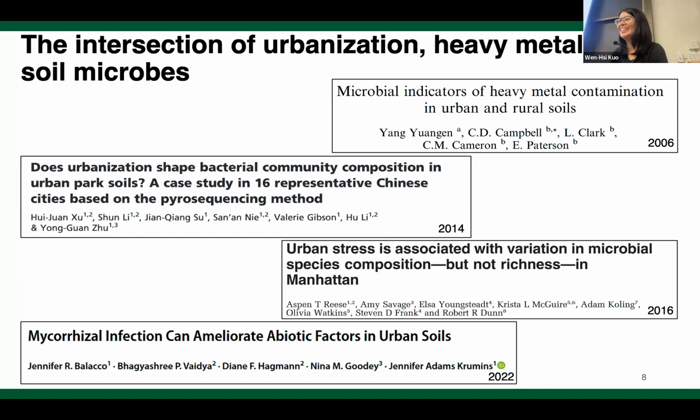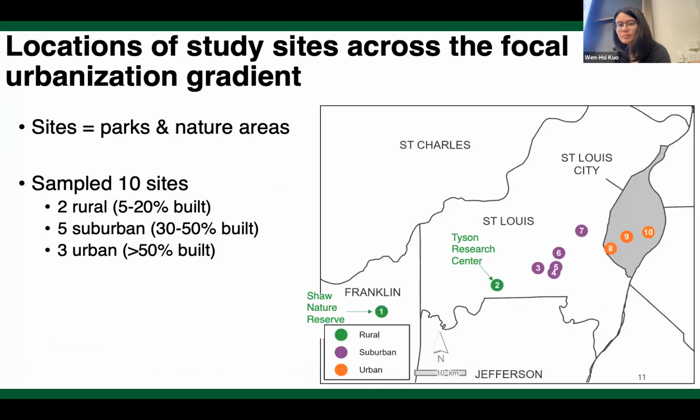So I just had a question about the suburban sites. Did you at all make note of the neighborhood age or things like that? Maybe there might be some variance within the suburban site itself in lead content that could affect microbial communities.